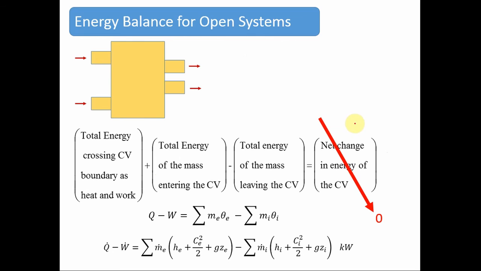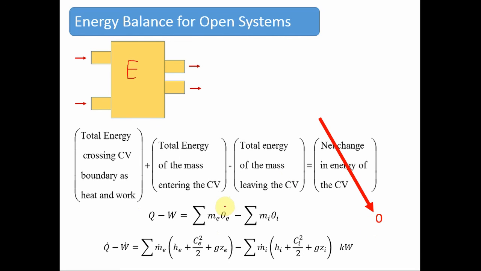If the system is in steady state, or if it is a steady flow process, the net change in the energy of the control volume must be zero. Because if the energy in the control volume changes, properties change with time. That means it can't be in a steady state, or it can't be a steady flow. If it is a steady flow, all properties must remain invariable with time. Therefore, the net change of the energy of the control volume equals zero.